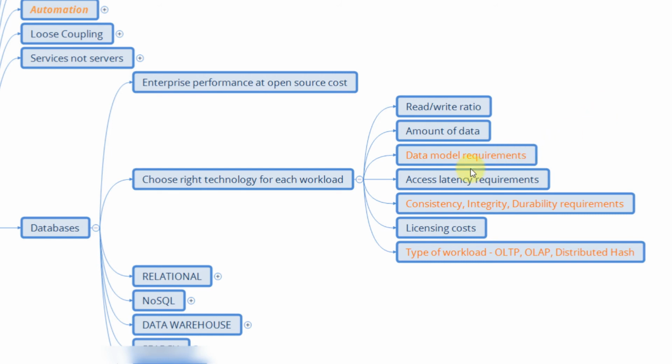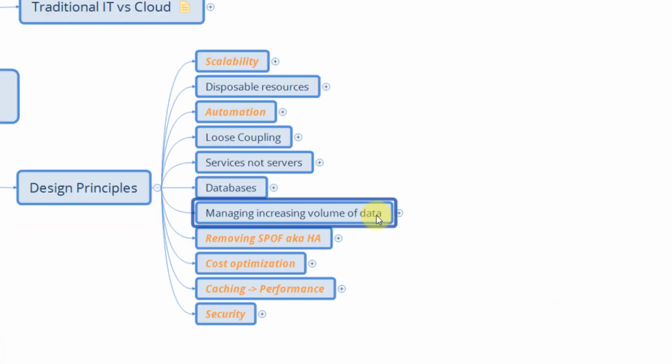Note that all these different database types are supported on AWS as fully managed services, and they all support high availability across availability zones or regions, and they're all highly scalable. On to the next chapter, managing increasing volumes of data. AWS provides a lot of scalable services to process large amounts of data. A popular trend is to gather all the data from all your sources into a data lake that can be accessed by various teams in your company using the tools of their choice.